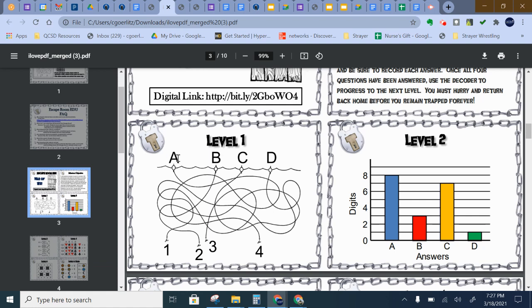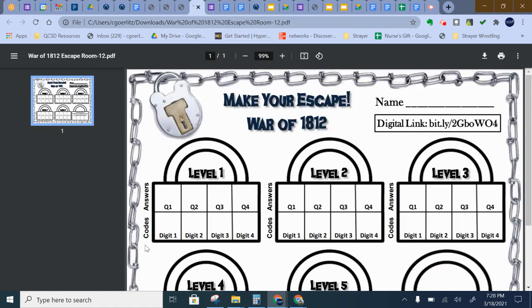The order is A. The second question was D, so that's 2. The third question was B, and then the fourth was C was 2. So now you have those, and you would have put right here 4, 1, 3, 2. Now that brings you to the link.